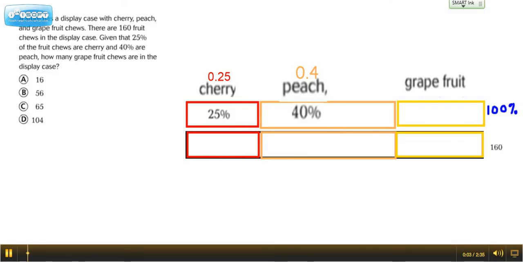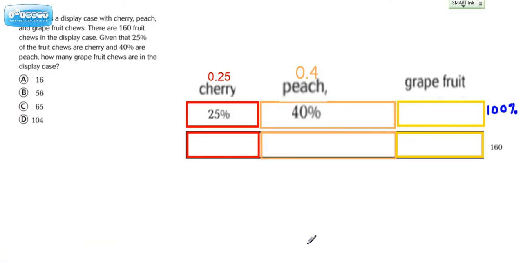We're taking a look at a question that's really best to solve using a double tape diagram. A store has a display case with cherry, peach, and grapefruit chews. There are 160 fruit chews in the display case. Given that 25% of the fruit chews are cherry, represented right here, and 40% are peach, represented right here, how many grapefruit chews are in the display case?